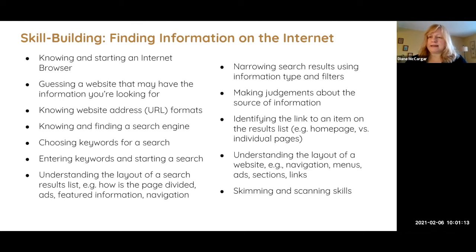And then I heard as well people talking about making judgments about where the information is coming from. So if you want to find something on a bylaw, you want to go to the city website. You don't want to go to another source. So making judgments about where the information is coming from. And then being able to identify the link. So it's not as easy as it might seem.